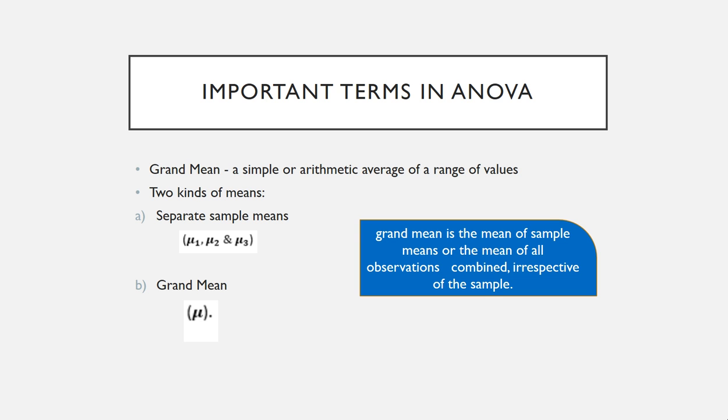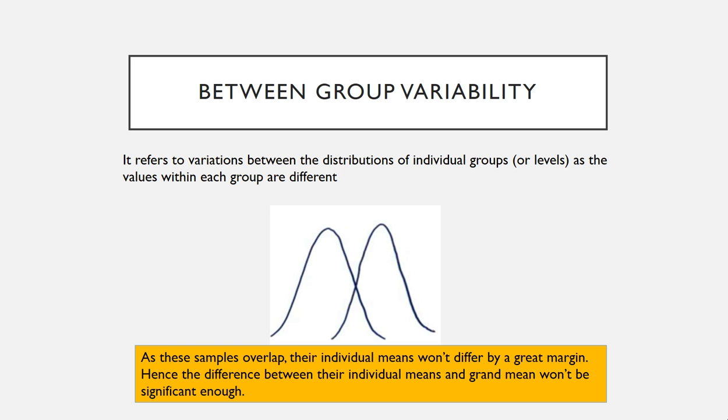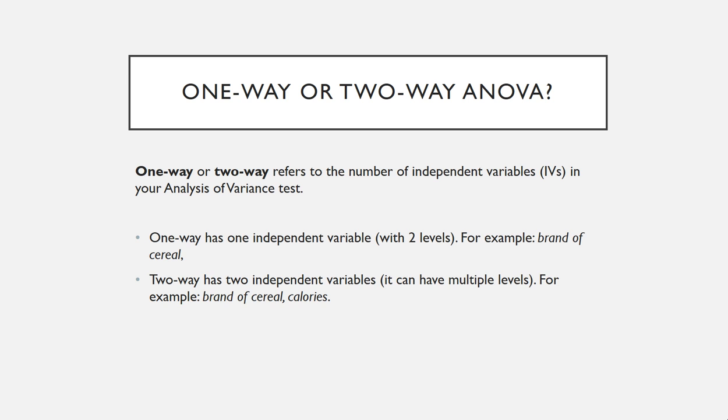So the grand mean, this you can figure out, right. Here, one way or two way and over, right. This is important because you have to decide which one you want. So the number of independent variables in your analysis, how many independent variables there are in your research, decides which kind of ANOVA test you want to conduct.